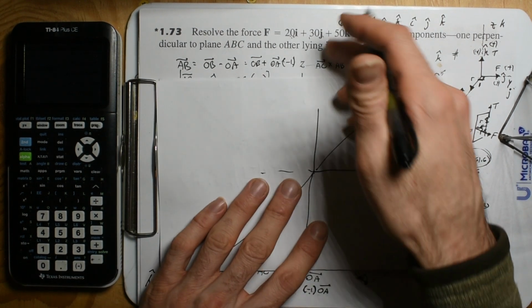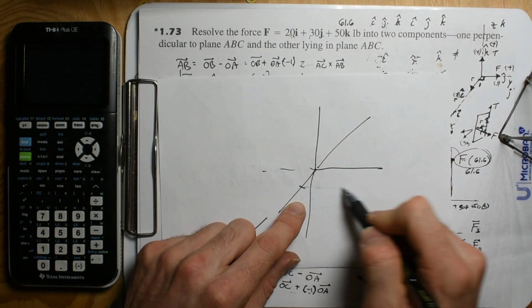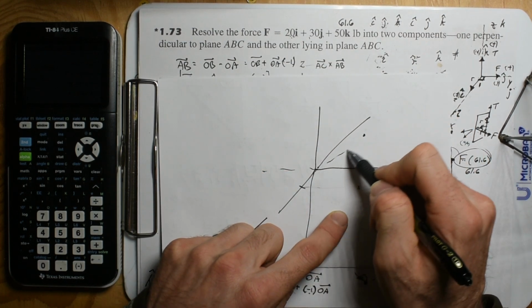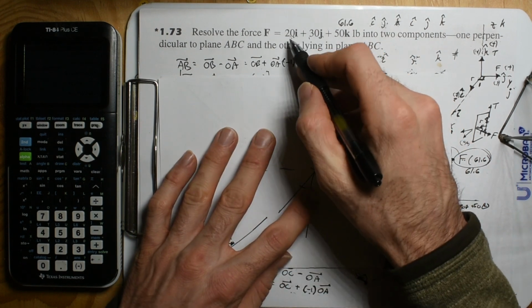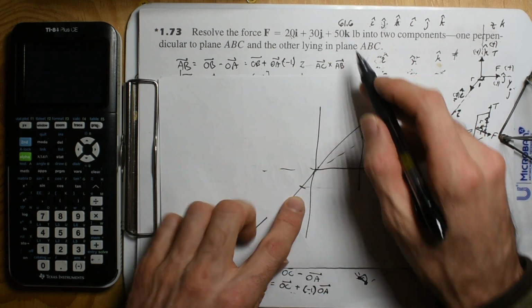All right, hell yeah. So let's try to do that on this force. I'm going to go over 2, over 6, and then up 5. Okay, hell yeah. So why can we just do 20 squared plus 30 squared plus 50 squared?